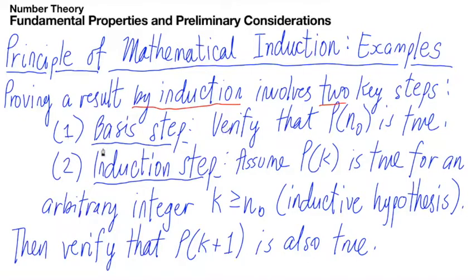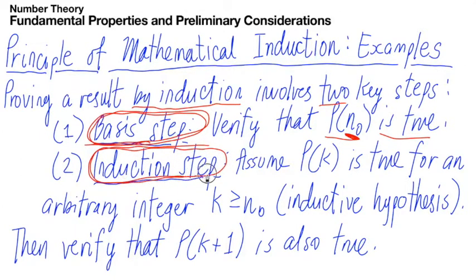The first step is what we call the basis step. The basis step is when you verify that p of n sub 0, that is your first element, whatever your first element is, usually that's 1, is true. The next step is what we call the induction step. This is the important step actually in induction. We assume that p of k, where k is an arbitrary integer greater than or equal to n sub 0, is true. We call this our inductive hypothesis.